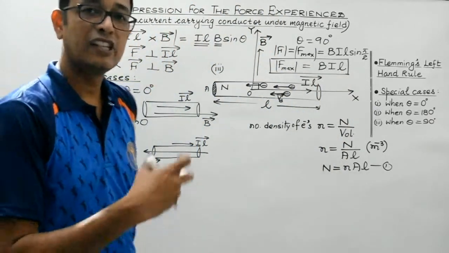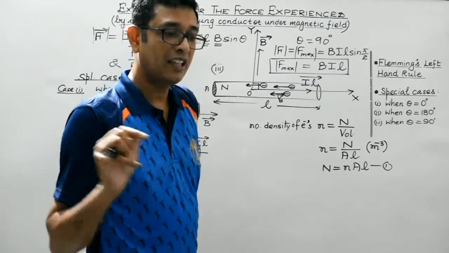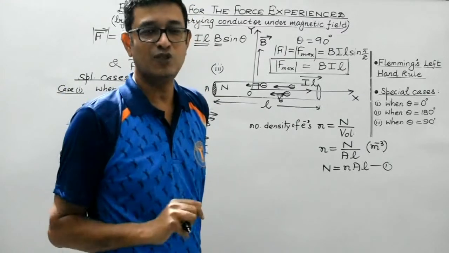So, I will recap the cases. If the current carrying conductor is placed along or opposite to the direction of the magnetic field, then it won't experience any magnetic force.